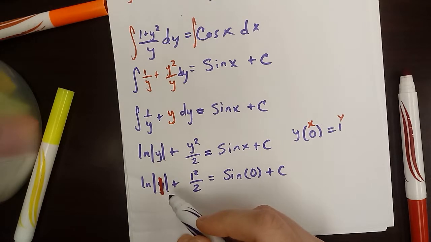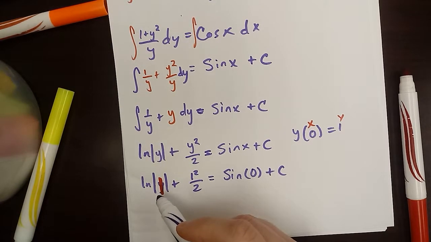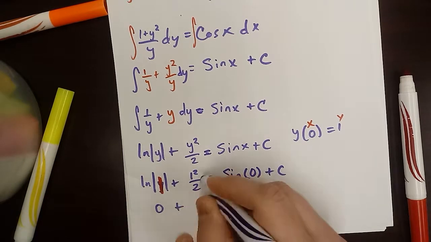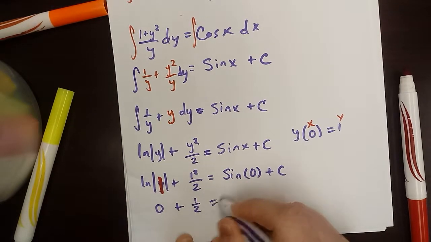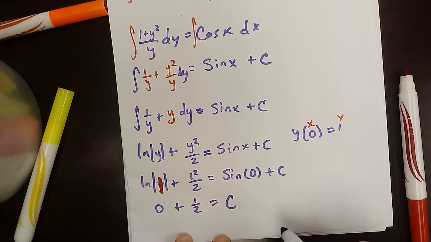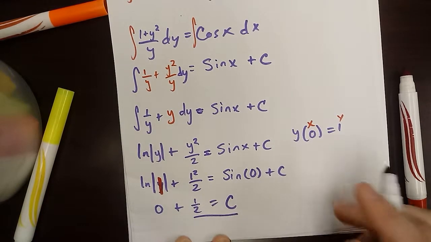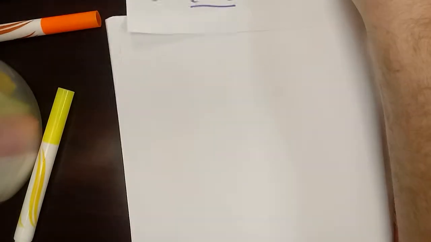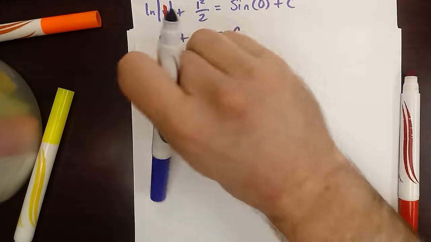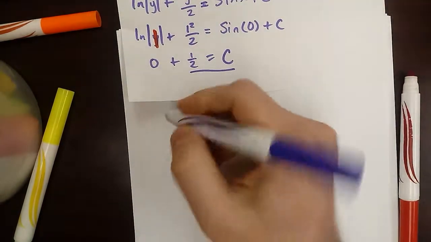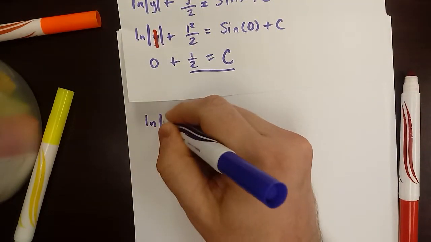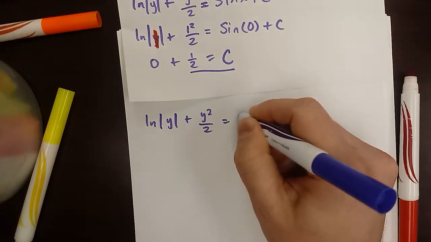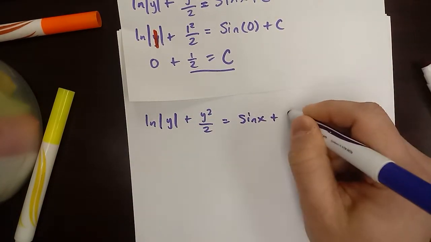Natural log of 1, if you remember from previous videos, is 0, because e to the 0 turns into 1. So we get 0 plus 1 squared over 2. That's a half. Sine of 0 is 0, and so we're just left with c, and so c is equal to a half. And so we can write our equation, not our final form of the equation, but so we can say the absolute value of y, natural log of the absolute value of y, plus y squared over 2 is equal to sine of x plus 1/2.